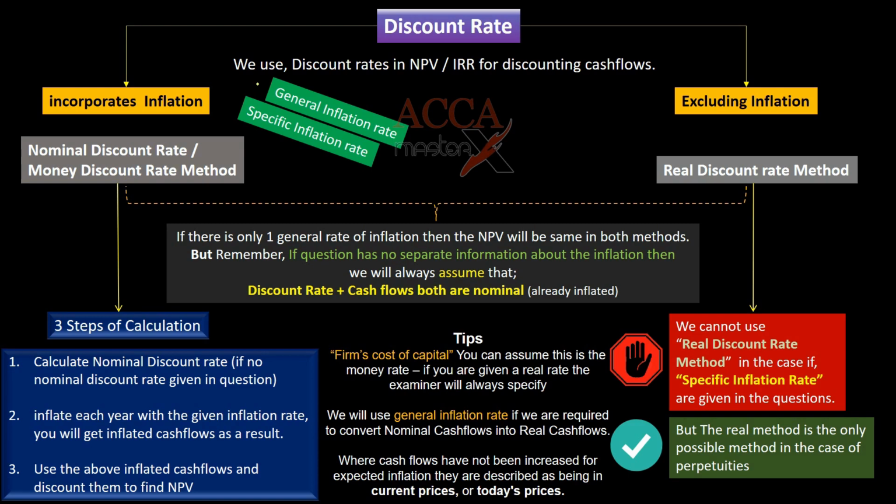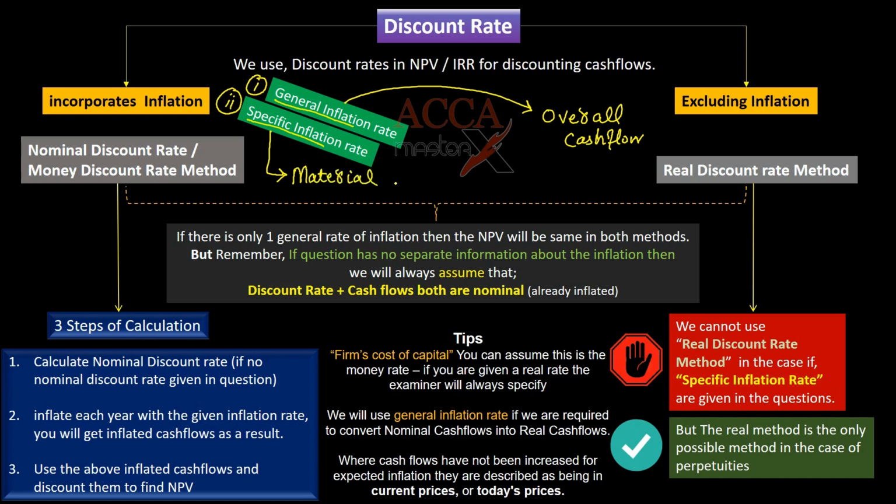Okay. Now we have two different types of inflations. First of all, we have general inflation, and secondly, we have specific inflation. Now it is important to distinguish between both of them. General inflation affects your overall cash flows, so it has impact on your overall cash flows in the NPV calculation. But specific inflation does not affect your overall cash flows. Instead, it may impact any specific area. Let's say material will be inflated by 10%, or for example, let's say wages will be inflated by 7%. Here you can see that we are inflating only specific cash flows. So it is the major difference between general inflation and specific inflation.